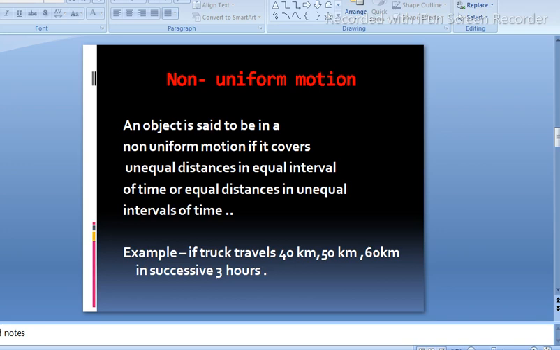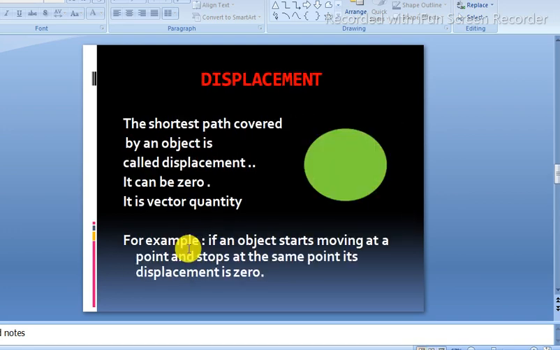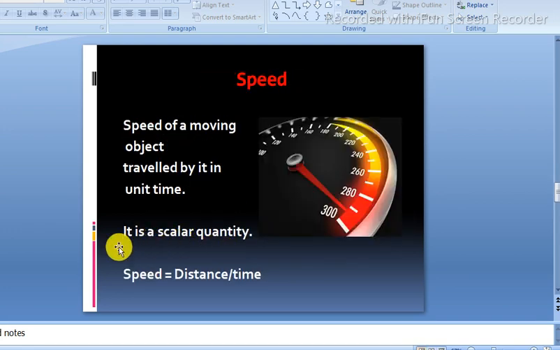Now next, we already studied about distance and displacement. Then we have covered the speed. What is speed now? Speed is the distance traveled by a moving object in a unit time. Its formula is distance upon time. It is a scalar quantity. Why? Because it has only magnitude. Direction is not necessary in the case of speed.